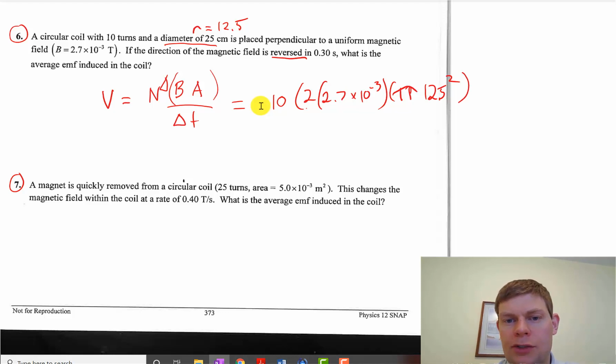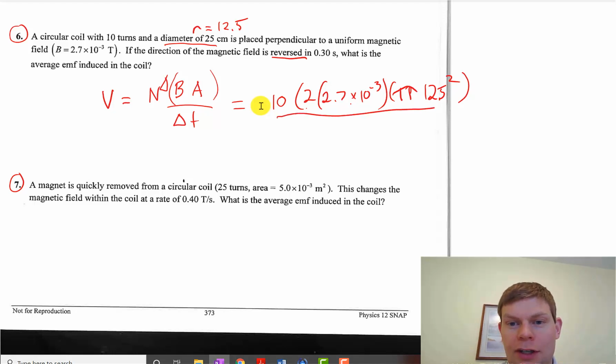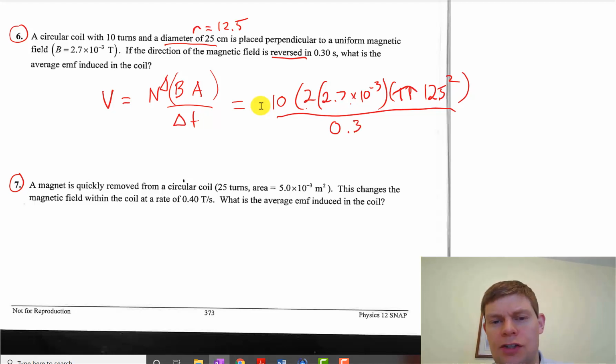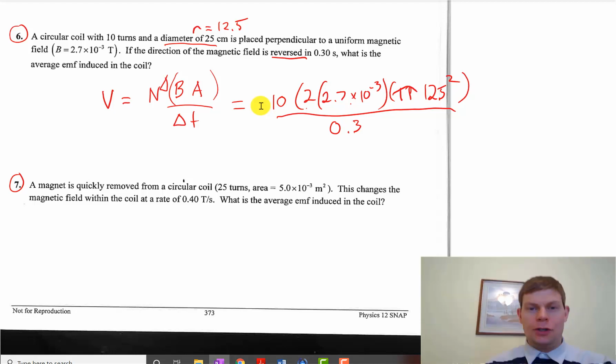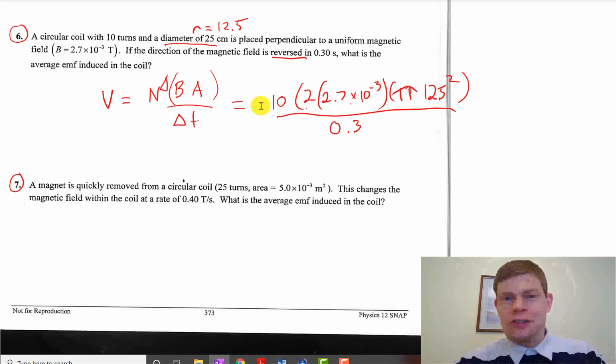So 2 times the magnetic field times the area, because it's not just going from full strength to 0, it's going from full strength in one direction to 0 to full strength in the other direction, all in this amount of time. By the way, assuming it's changing uniformly, you could also have said it went from this magnetic flux to 0 in half the time if it's reversing. And so you could get rid of the 2 and make this 0.15 for exactly the same answer. Anyway, that is the gist of how you do it.